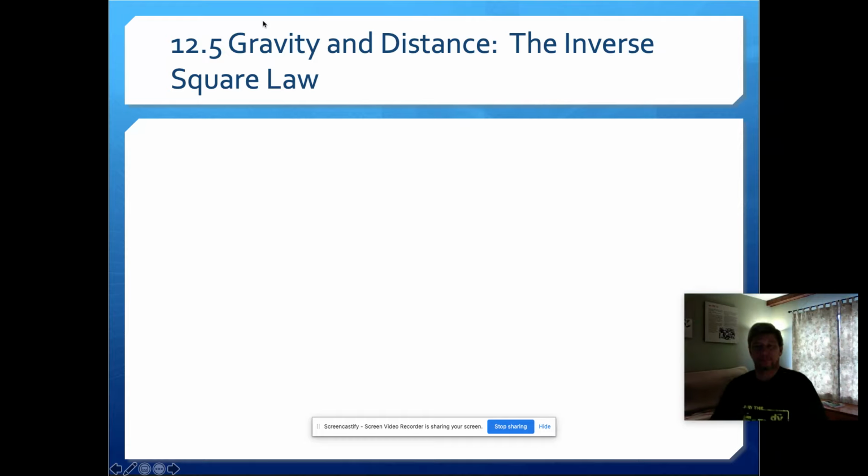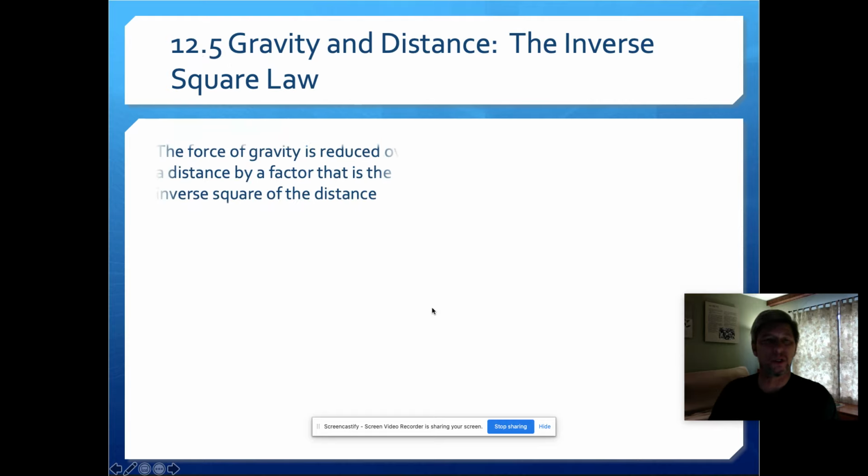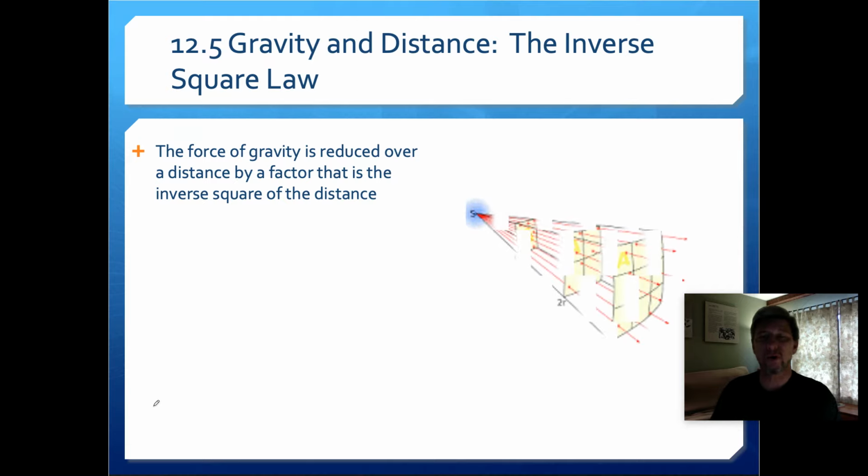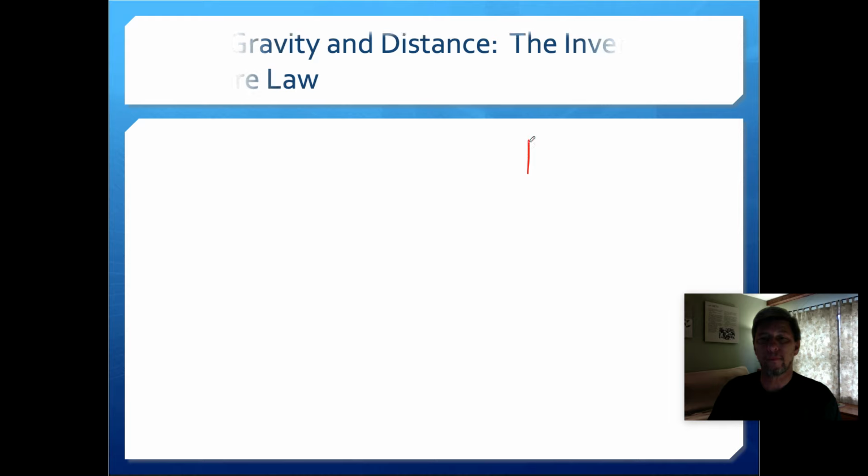Today we are going to talk about section 12.5, which is about the relationship between gravity and distance, governed by what we call the inverse square law. It says that the force of gravity is reduced over a distance by a factor that is the inverse square of that distance, meaning that if we examine Newton's universal gravitational law, we get this.